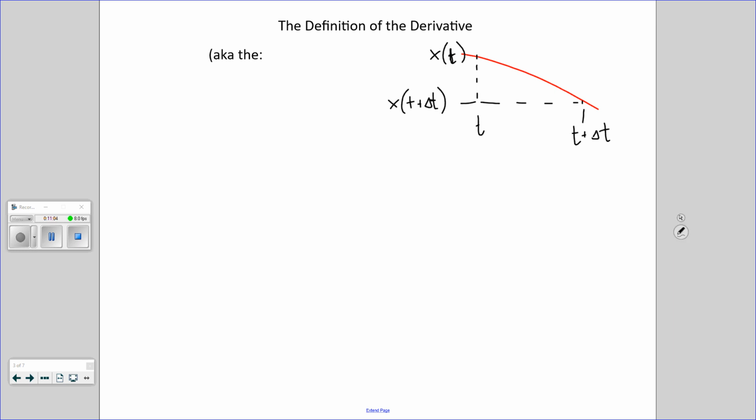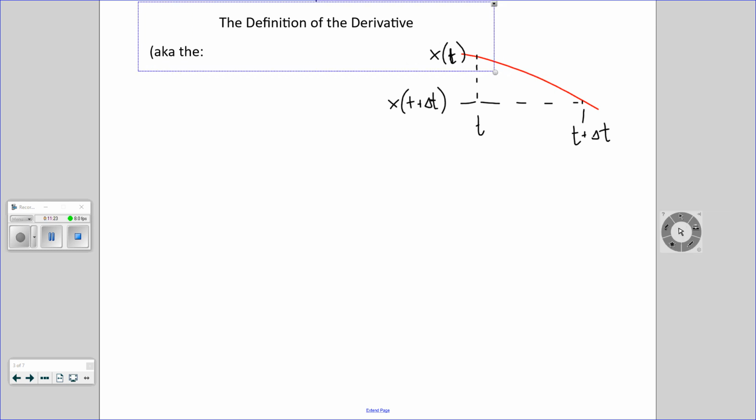So definitionally, if we want to take the derivative of this function, in this case we're talking about x of t, so the derivative really is the instantaneous velocity. But generally, we can talk about derivatives as instantaneous rates of change.